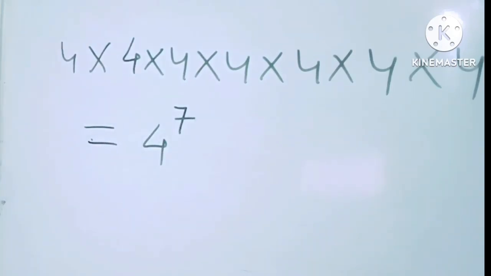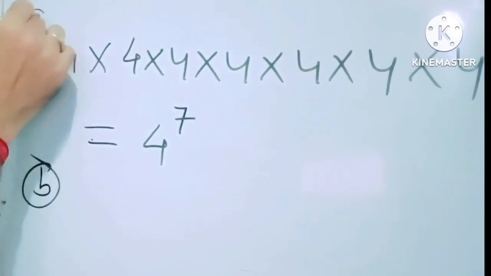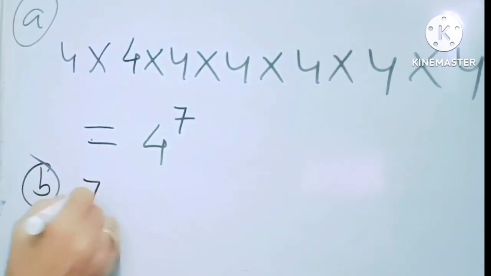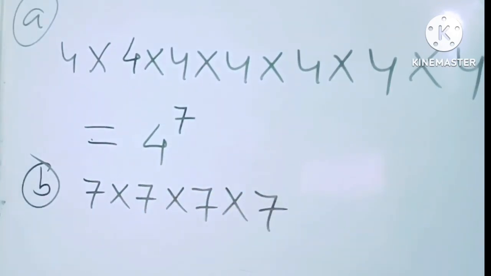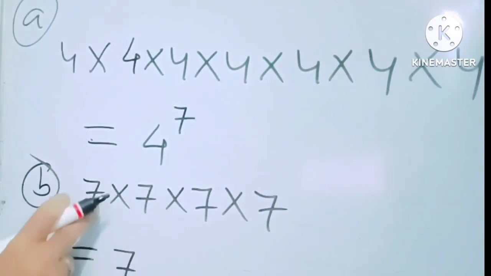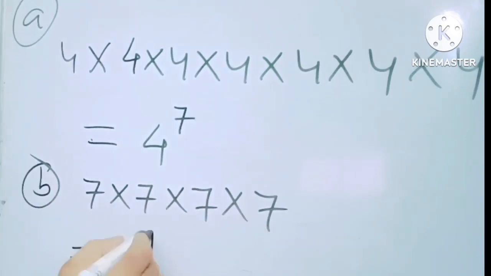Now the next question is given, number B. This is A and B is given there: 7 multiply 7 multiply 7 multiply 7. So how can we write this one? The base is 7. How many times is 7 multiplied by itself? 1, 2, 3, 4. 4 times. So we can read it as 7 raised to the power 4 or 7 to the power 4. So here 4 is the power and 7 is the base. Clear?